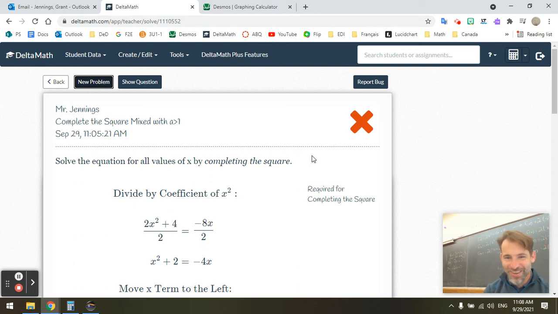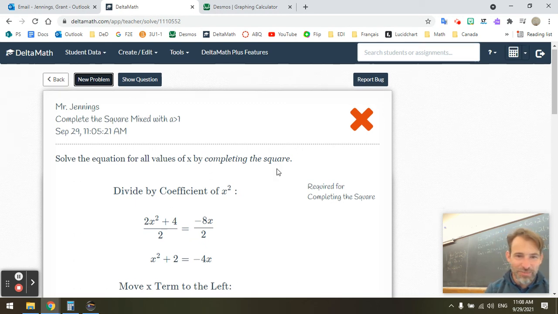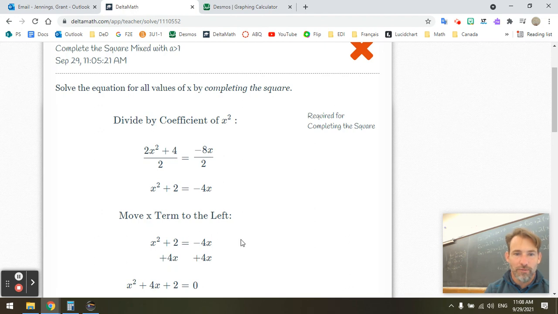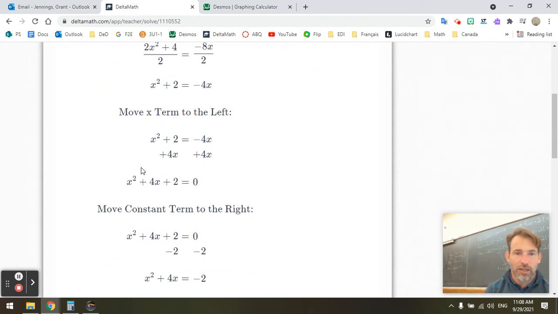So let's see where I made my mistake. Let's find my mistake. So they divided by 2. Great. They moved that term to the left. Great. They had this. I didn't divide this 4 by 2. I didn't divide 4 by 2. Oh my goodness. There's my mistake. I had this still 4. It's 2. Okay.